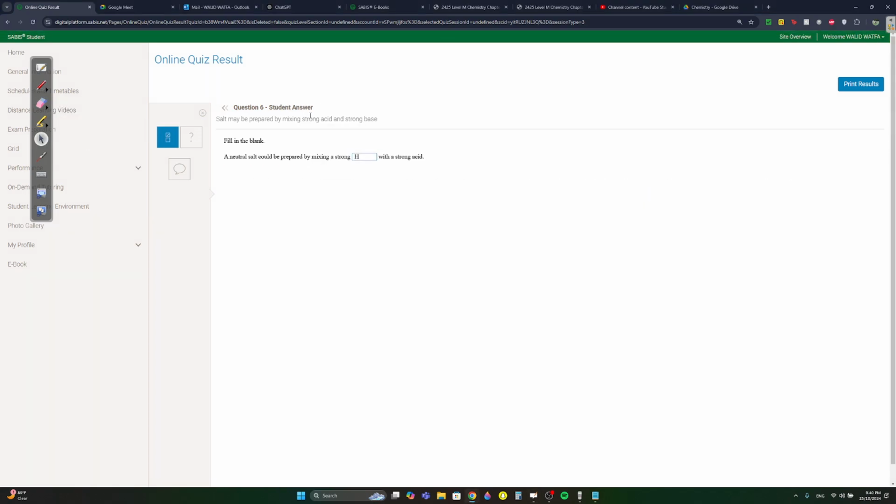Question 6. A neutral salt could be prepared by mixing a strong what with a strong acid? Of course, a strong base with a strong acid. They will cancel out and you get neutral.